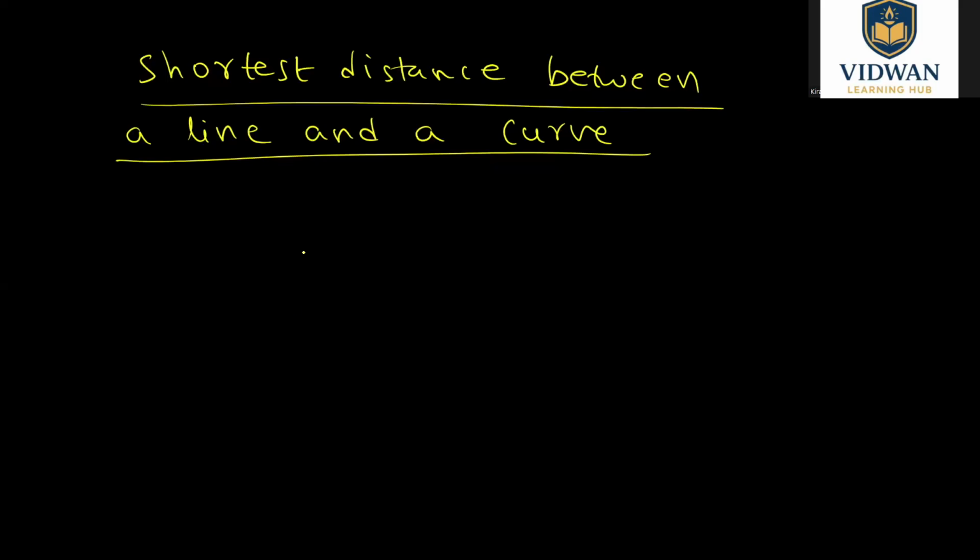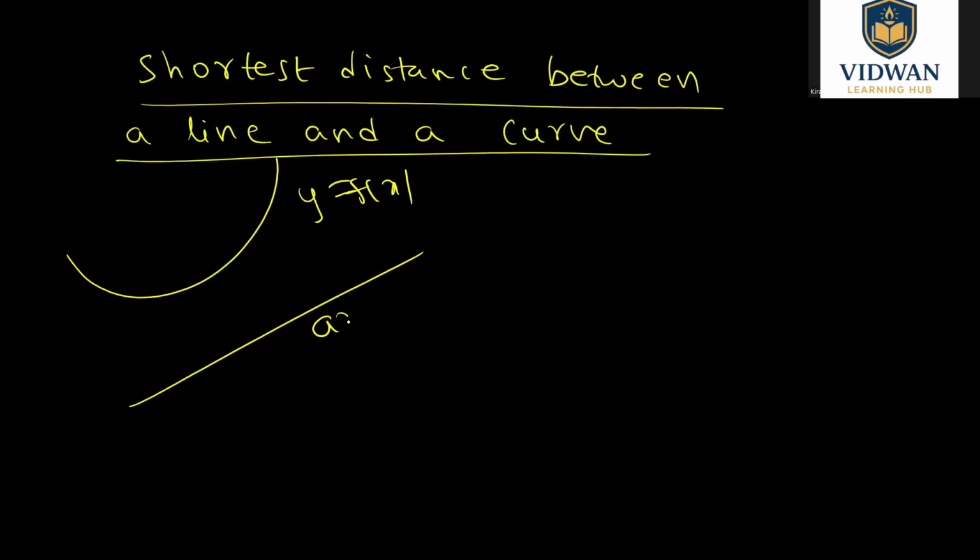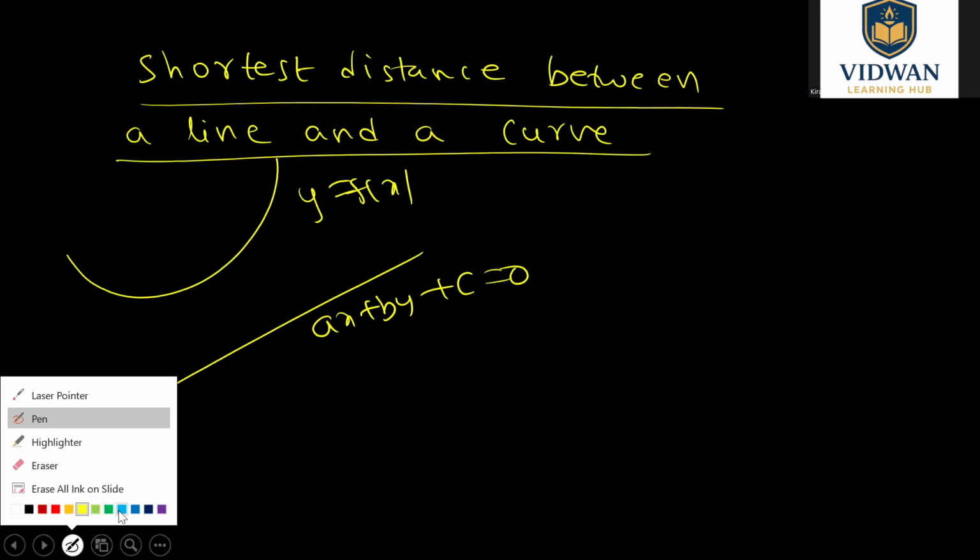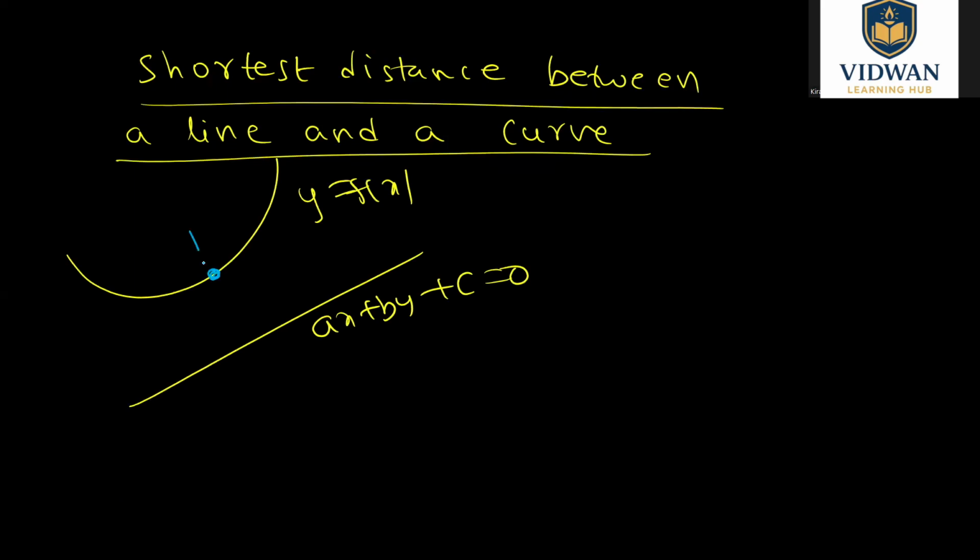So we'll now see how to find the shortest distance between a line and a curve. Given a curve y equal to some f of x and given some line ax plus by plus c equal to 0, how do you find the shortest distance between the curve and the line? For this, let's say you choose a point P on the curve. Then for shortest distance, you draw the tangent at P that should be parallel to the line.